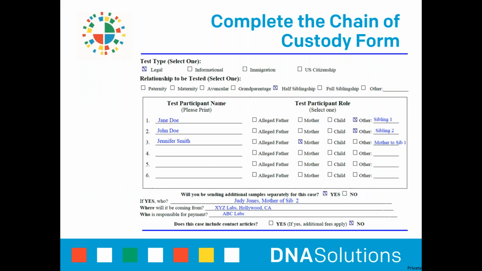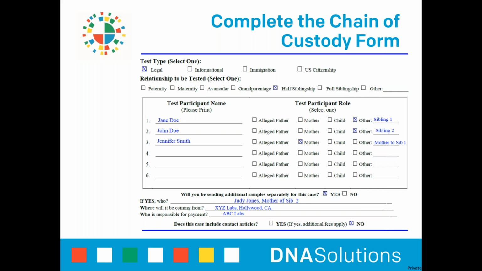The middle portion of the chain of custody form provides the details pertaining to the case you are submitting. Test type is important as it indicates how a case is managed and run in the laboratory. Legal, informational, and immigration cases undergo different processes and protocols in the laboratory and are billed differently as well. It is also important to clearly select the relationship to be tested.